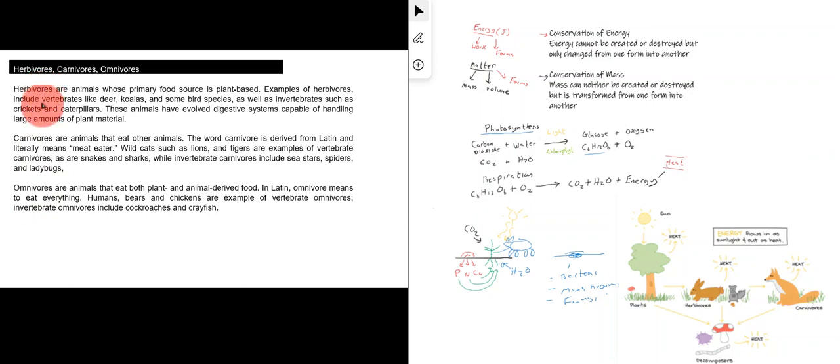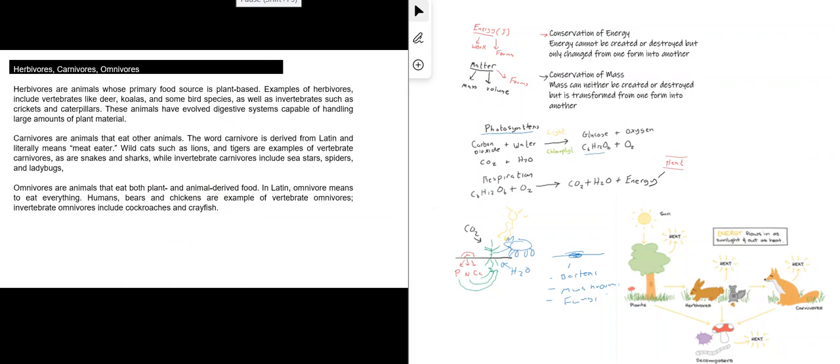We are omnivores, for example. Omnivores are animals that eat both plants and animal-derived food. In Latin, omnivore means eat everything. Humans, bears, and chickens are examples of vertebrate omnivores. Invertebrate omnivores include cockroaches and crayfish. Cockroaches will eat anything, and the same with crayfish. They can eat plants and they can eat animals as well.